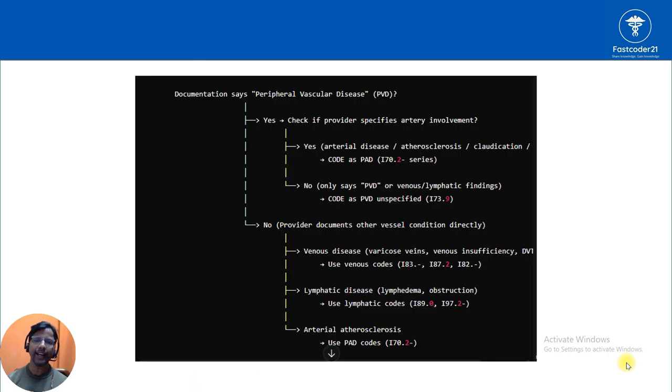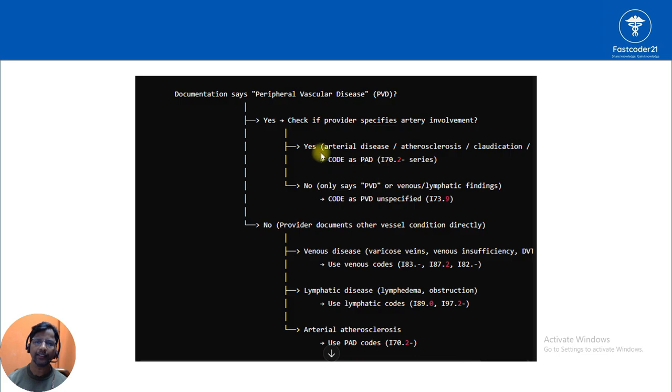So now we will see the documentation says peripheral vascular disease. Basically this is the decision tree for PVD and PAD coding. Peripheral vascular disease documentation says peripheral vascular disease. First, you need to check if the provider specifies artery involvement. For example, documentation is having the PVD, and the documentation contains artery. So you need to code peripheral arterial disease.